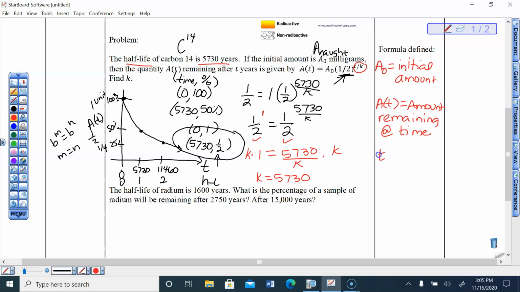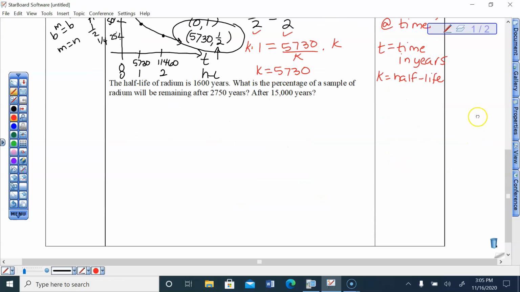Okay, t is the time. In this case, it was time in years. It could be time in seconds or time in minutes. And then your K, this is your half-life. All right, and so we've defined all of the parts of that formula. Okay, so now let's go do a problem.